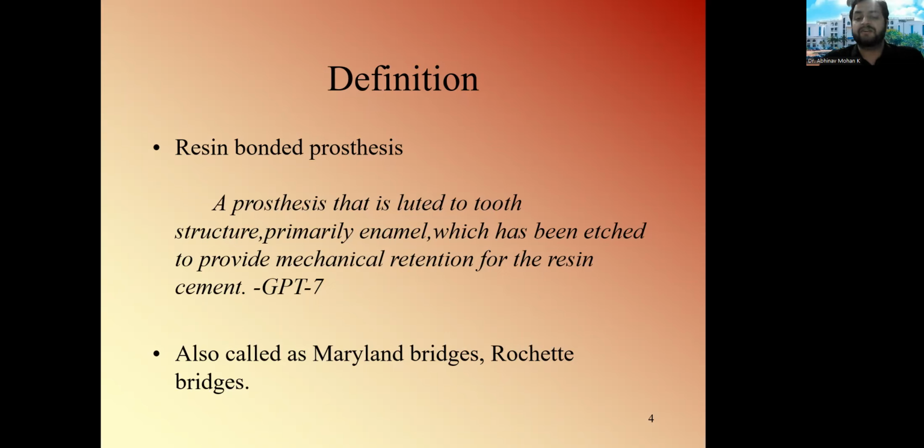And we have a lot of different types of bridges. We are not going into depth about each one of them in this session, but let me name a few. We start with Maryland bridges, Russian bridges, Virginia bridges. These are all various designs which have been introduced to have a prosthesis which can be bonded and at the same time is more conservative and aesthetically pleasing.